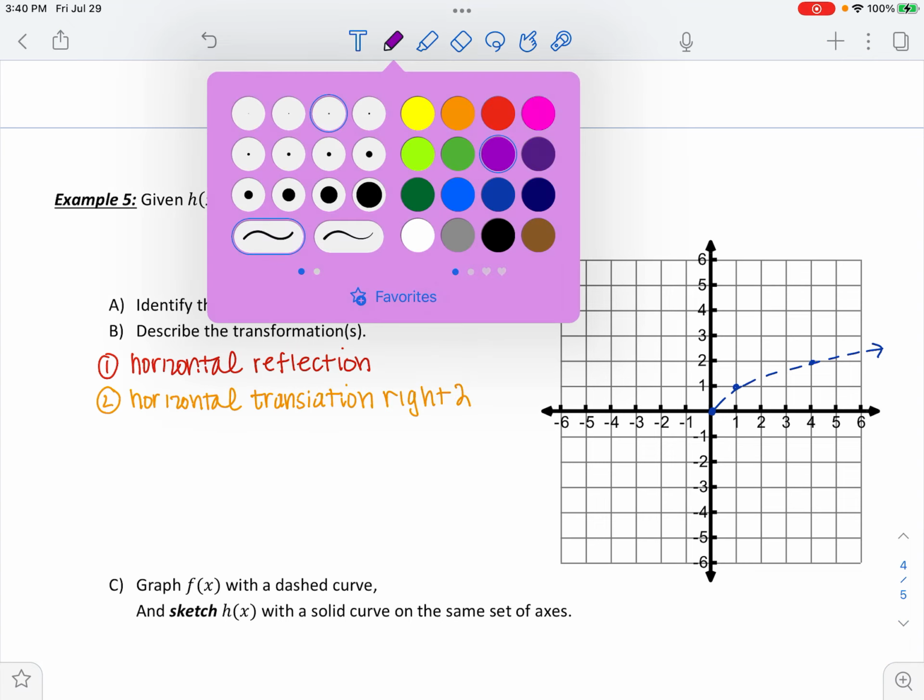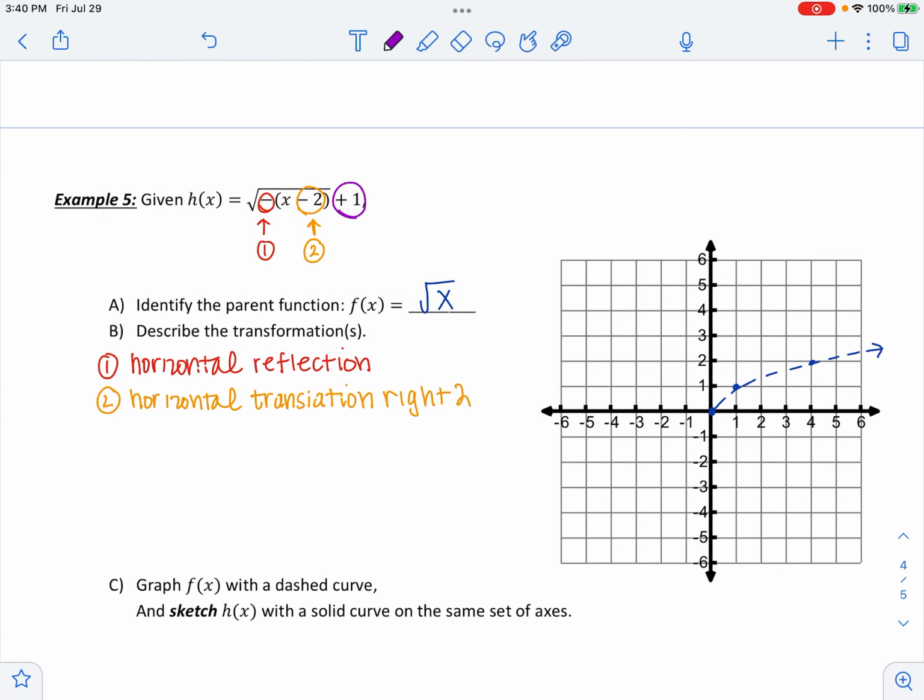And then last but not least, we have this +1 on the outside. So remember, outside of the parent is vertical. Still being added or subtracted, so that's a translation. And it's exactly what you think it is, which is up 1. All right, so let's start with that critical point of 0, 0. I can see it's moved right 2, up 1. Right 2, up 1, so now it's here.